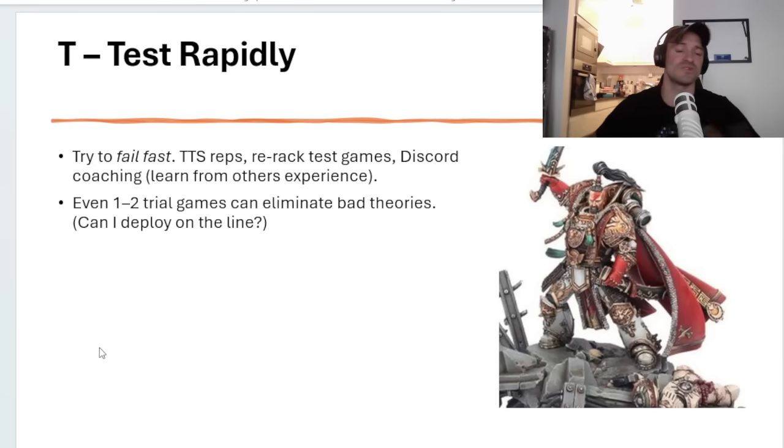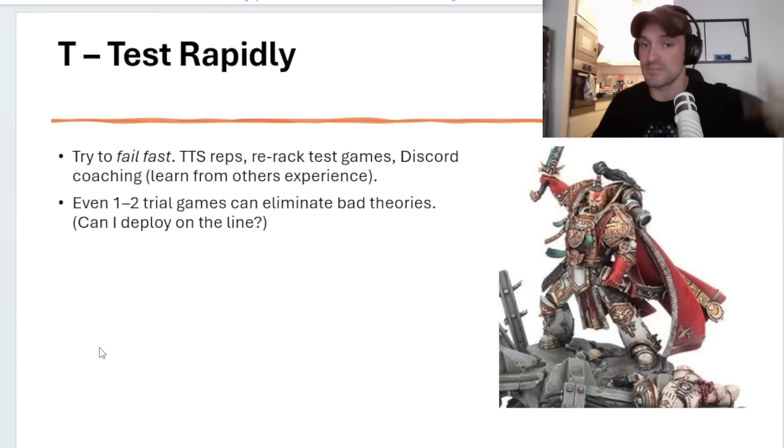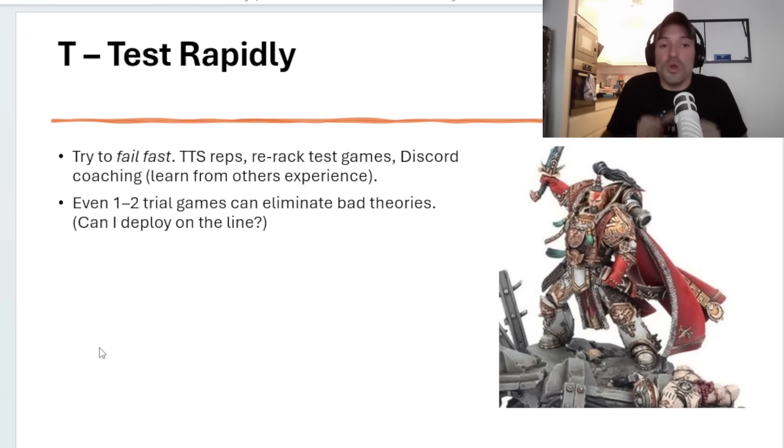You can do this in TTS. You can do this in person. Previously, I did a video on running re-rec test games. This is amazing for this. You can also hop on a local Discord where you can learn from other people's experiences. This can actually dramatically increase your learning curve to make all this go so much faster. You can do that in the Happy Crump and Wargaming Discord, which you can join using the link down below. Even if you're just running 1 or 2 trial games, you can eliminate a lot of bad theories.